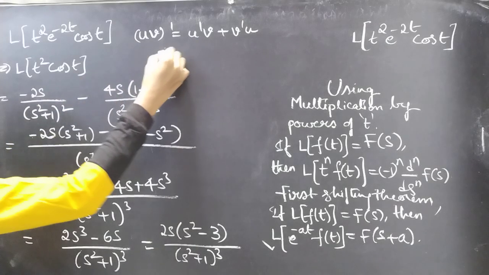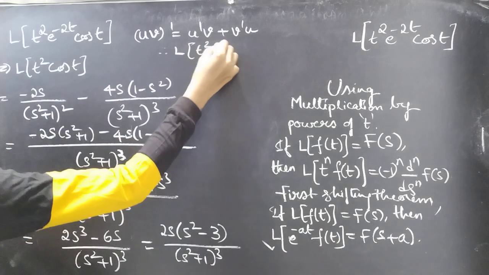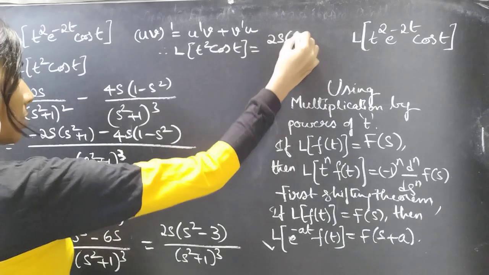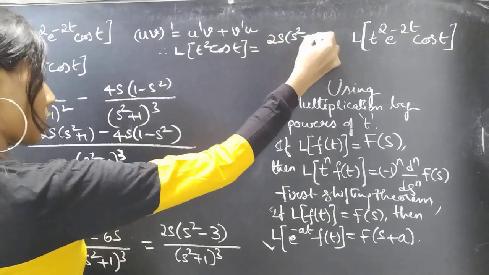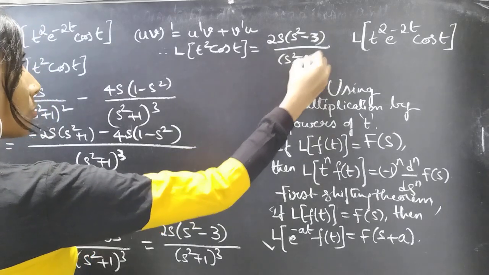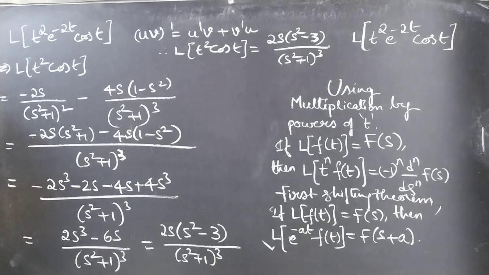Therefore, L of t square cos t equal to 2s times s square minus 3 by s square plus 1 whole cube. Fine. Now coming to the actual problem.